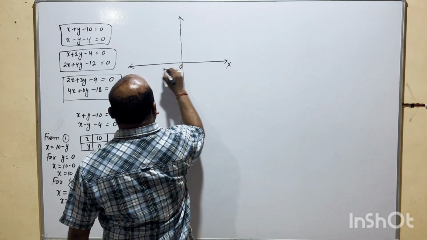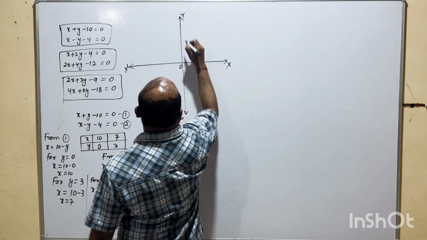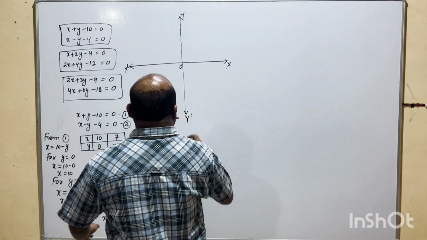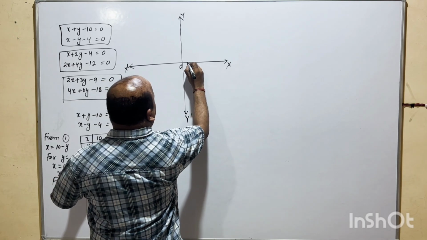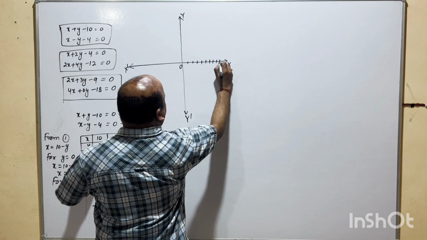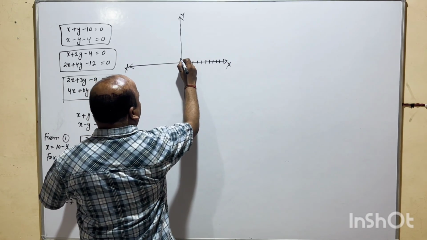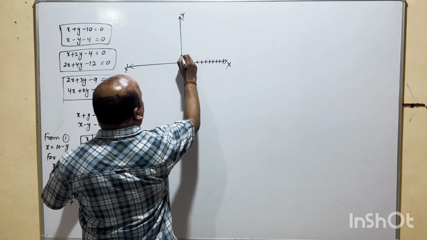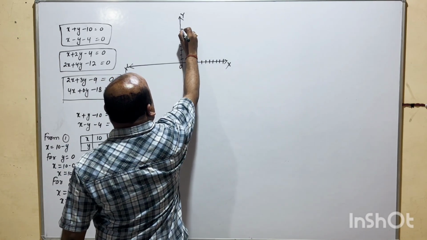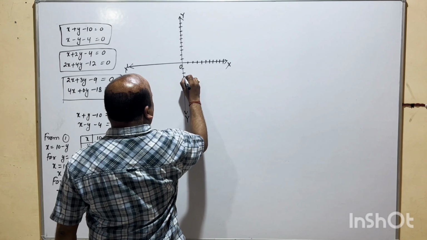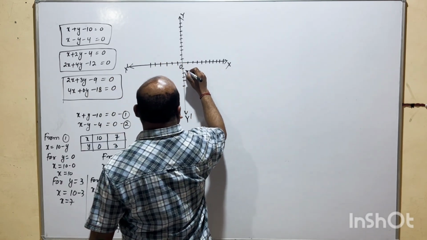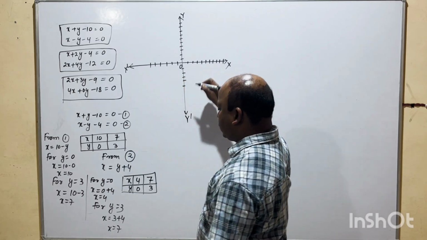This is the XOX dash horizontal axis, and this is YOY dash vertical axis, and this is the origin. So I am writing here 1 2 3 4 5 6 7 8 9 10, then on the vertical axis 1 2 3 4 5 6 7 8 9 10, and minus 1 minus 2 minus 3 minus 4 minus 5 and so on.